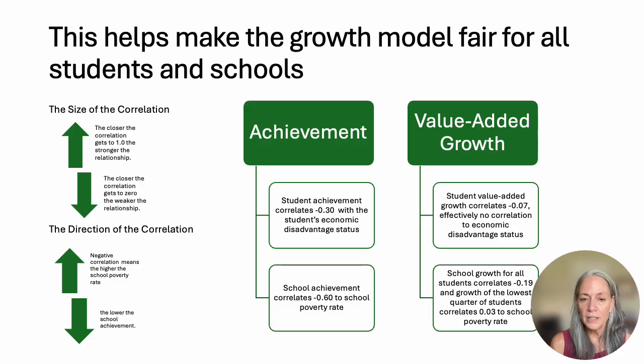We know that the correlation is a negative 0.3, which is a moderate correlation in the opposite direction. So students who come from more disadvantaged backgrounds tend to have lower achievement. Now, when you aggregate that to the school level, we're looking at a negative 0.60. So achievement is negatively correlated. The higher the achievement, the lower the school poverty rate, or the higher the poverty rate, the lower the achievement. That's what this relationship tells us.